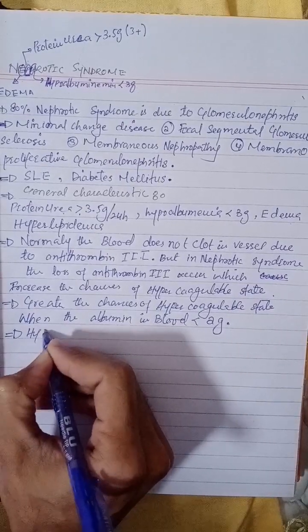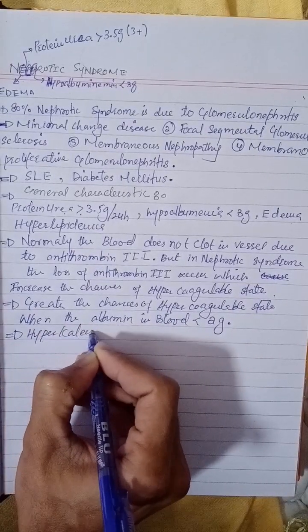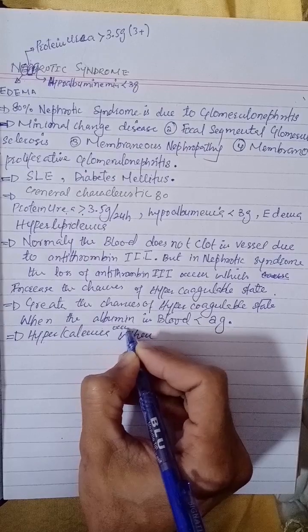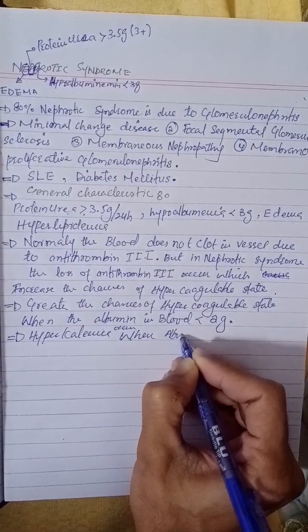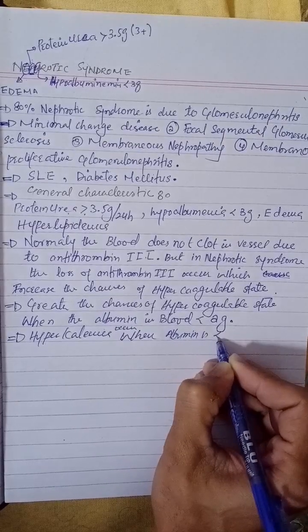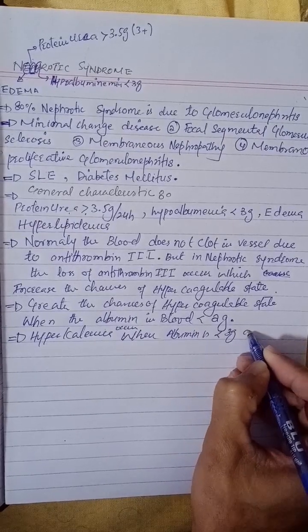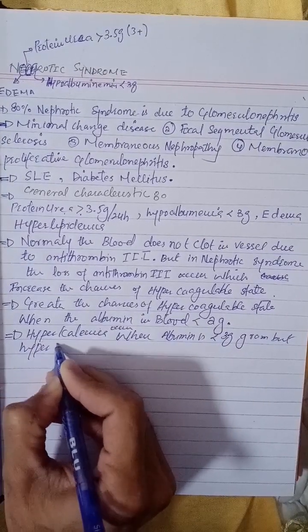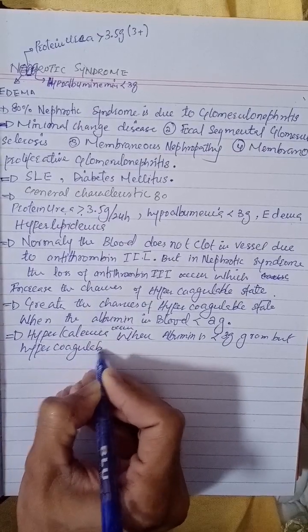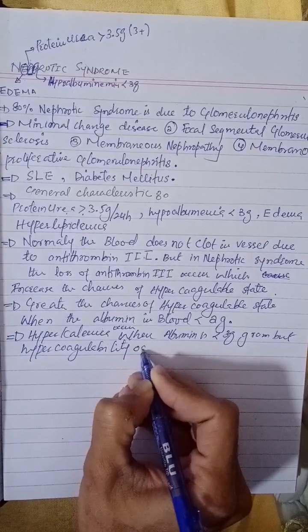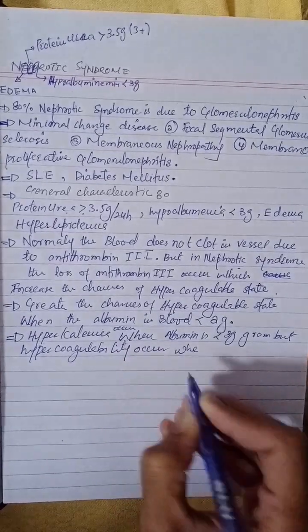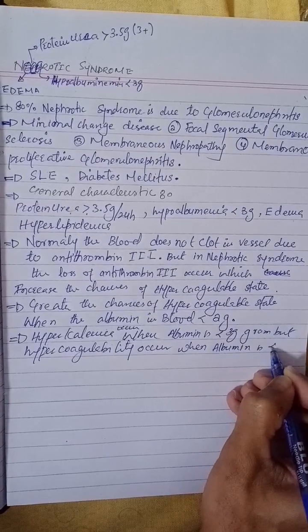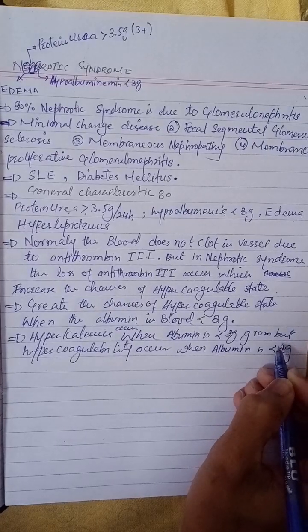After that, hyperlipidemia occurs when albumin is less than 3 gram, but hypercoagulability occurs when albumin is less than 2 gram.